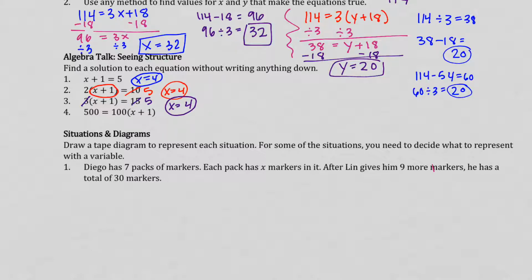Okay, and then the last one, 500 equals 100 times x plus 1. So we have 100 groups of x plus 1. So if we want just one group, we'd want to divide by 100. So 500 divided by 100 would leave us with 5. And that equals x plus 1. Well, then we know x equals 4. So this one hopefully got you to see that you can use mental math on these, okay?